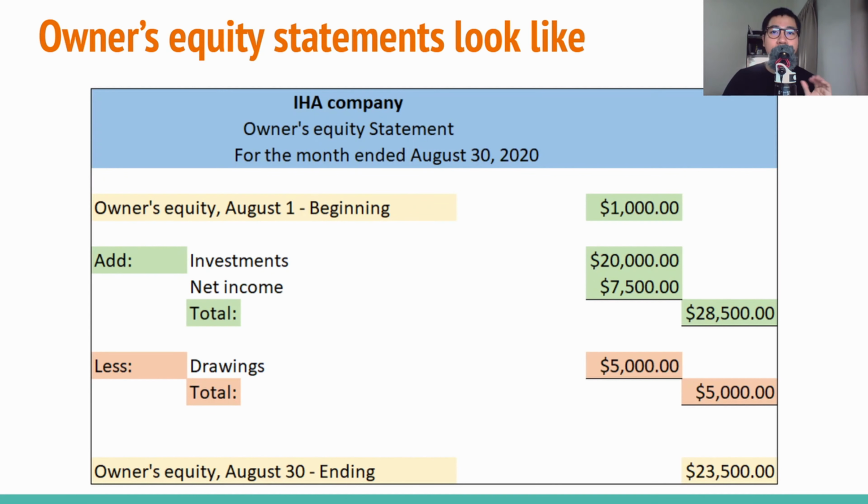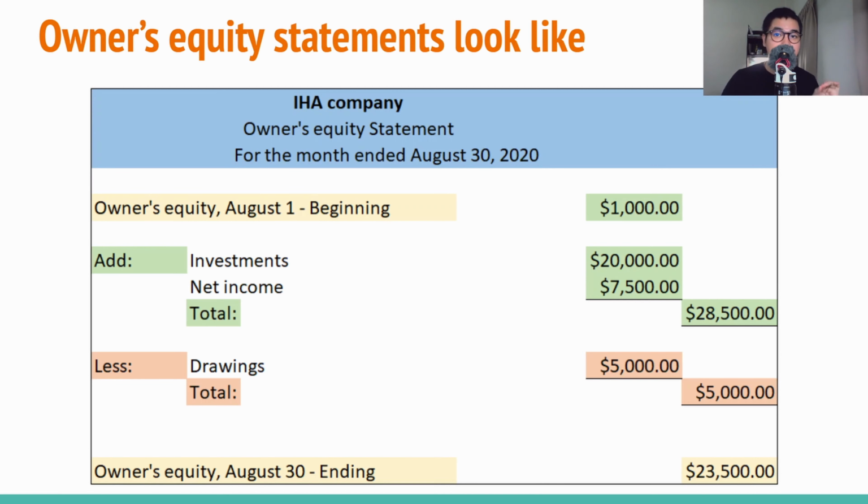Okay, now we are going to analyze a real-life owner's equity statement. Firstly, the heading of the owner's equity statement is the same as the heading of the income statement. Moreover, the first line is the beginning owner's equity amount, which equals 1,000 for the period ended August 30, 2020. So the 1,000 means the owner's equity has remained since July 30, 2020. The next lines are the owner's investment, net income, and the owner's drawings.